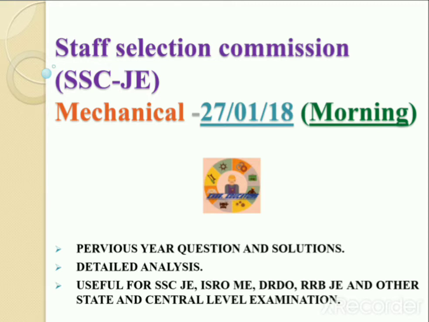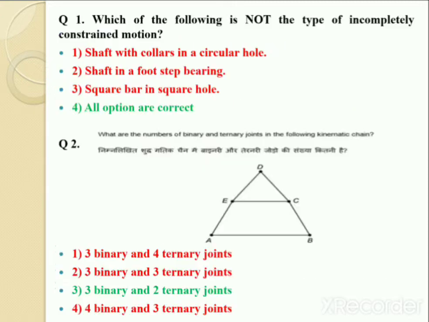Today I will discuss the Staff Selection Commission SSC JE Mechanical question sheet of 27th January 2018, morning shift 1. So let's start. First question: which of the following is not the type of incompletely constrained motion? Actually, they want to say which is constrained motion among the options. So let's see the constrained one.